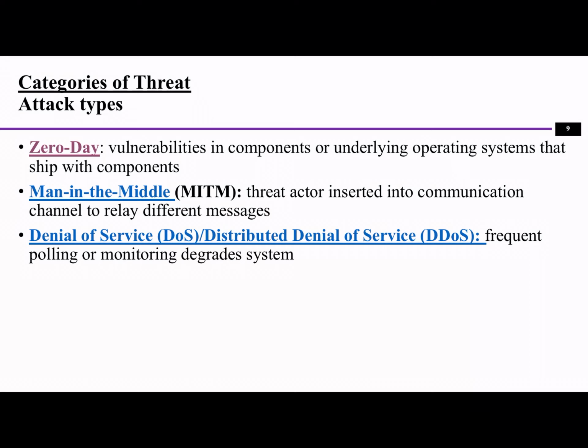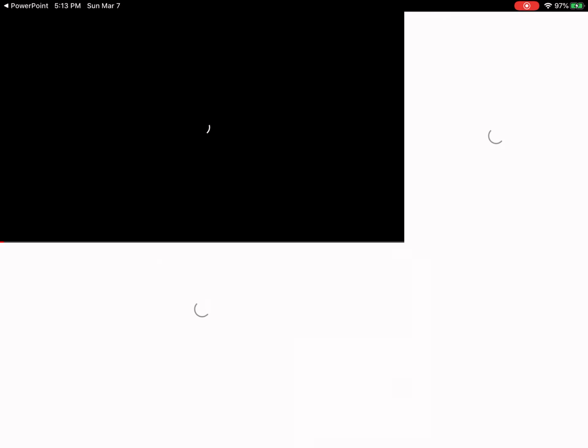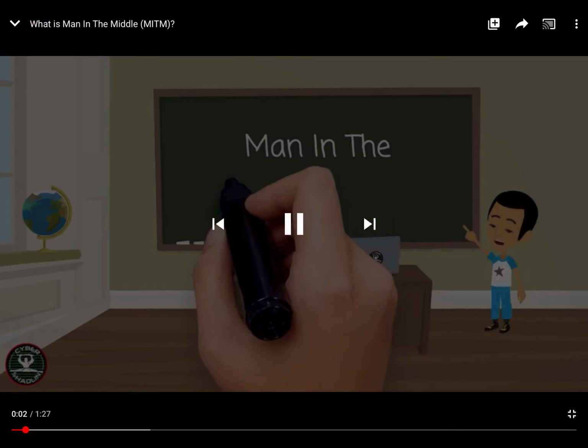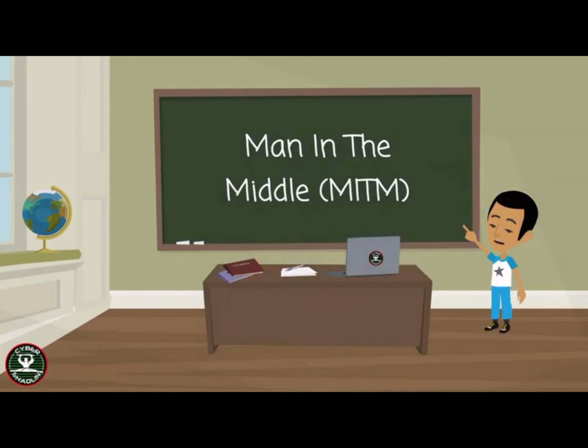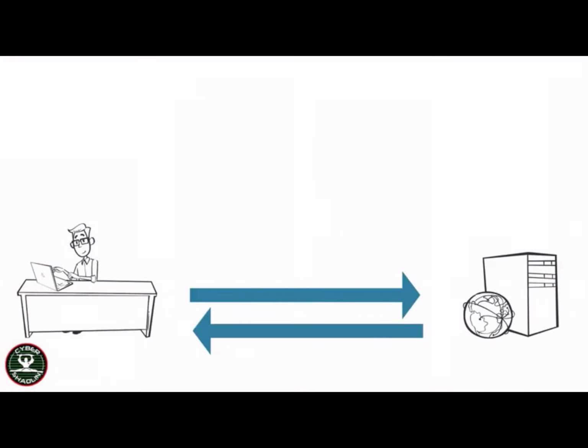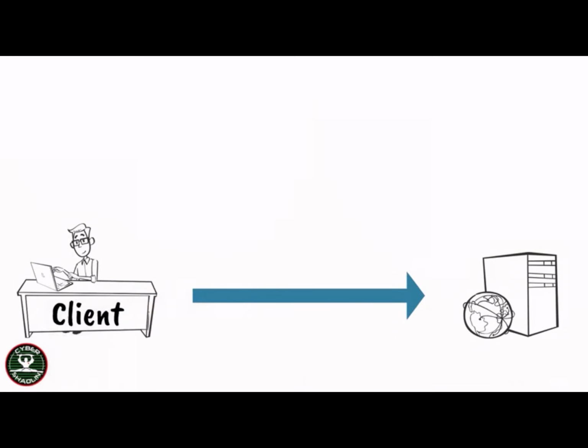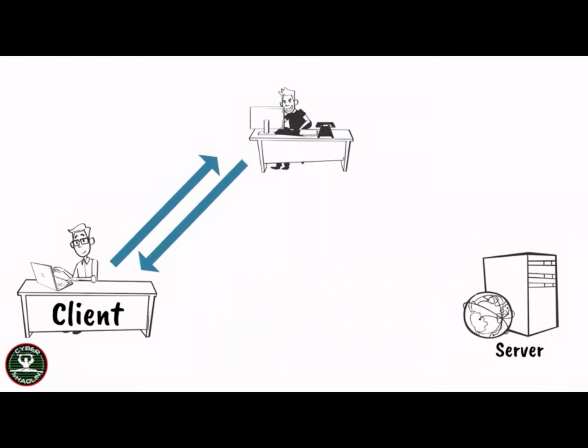Next is man in the middle. In this video you will learn about what a man-in-the-middle attack is, or MITM for short. A man-in-the-middle attack is usually observed in a client-server environment. A client is a computer hardware or software that accesses a service made available by a server in the network. A server is another computer system whose services are accessed by the client through a gateway. A man-in-the-middle attack is when a hacker gets in between two endpoints, a client and a server.